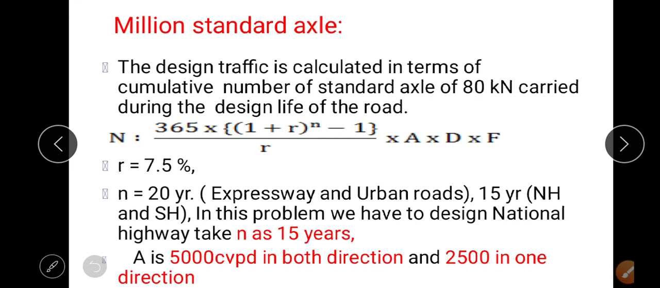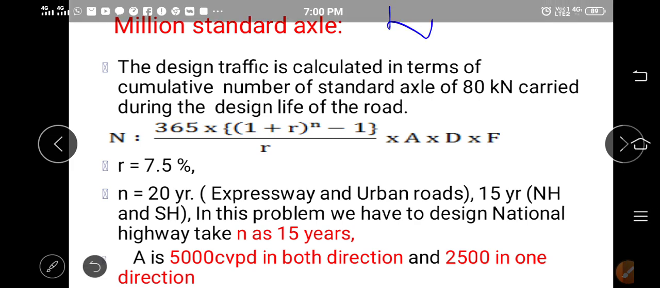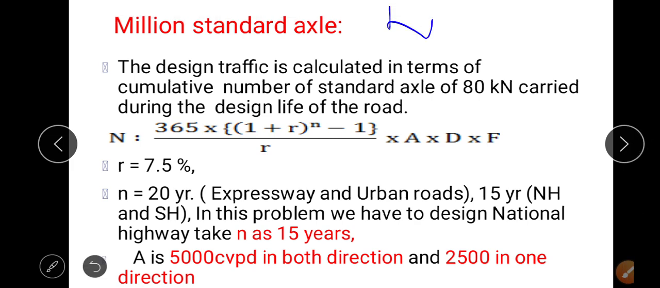Million standard axle, MSA. How to find out? The design traffic, denoted by capital N, is calculated in terms of cumulative number of standard axles of 80 kN carried during the design life of the road. So N is equal to 365 multiplied by ((1 plus R) to the power of n minus 1) divided by R, multiplied by A into D into F. R is equal to 7.5%. n is equal to 20 years.